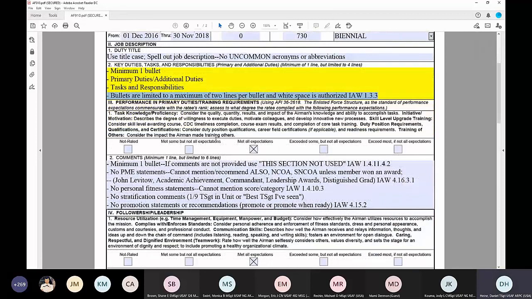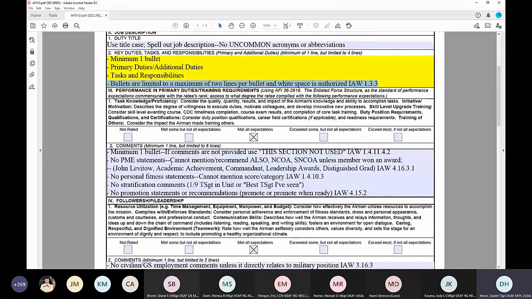And then any of these notes in any of the rest of the report applies to the entire report, not just the section that the actual rule is written in. So all of these apply to the whole report itself.